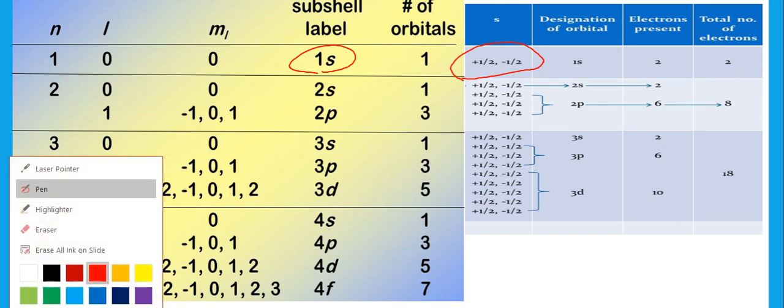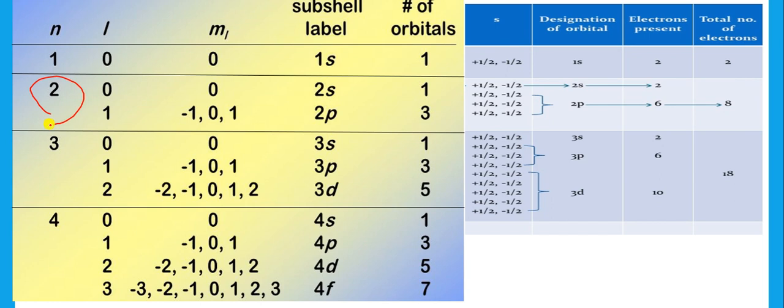Now the second shell: n will be 2 and l will be 0 to n minus 1. So you have to write 0 and 1. The l values are 0 and 1. Sometimes students make a mistake and only write n minus 1, that is 2 minus 1, which is 1. But you have to show all the possibilities from 0 to n minus 1.